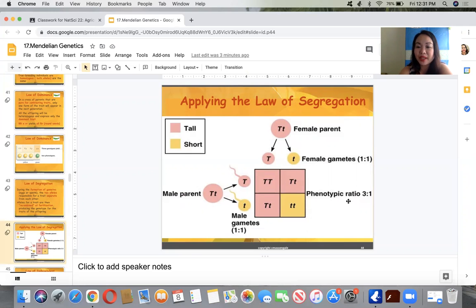So the phenotypic ratio here will become 3:1. It's because of how the segregation works, applying the Punnett square that we have learned. This is in relation to the law of segregation. So you have 2 tall and 1 short.